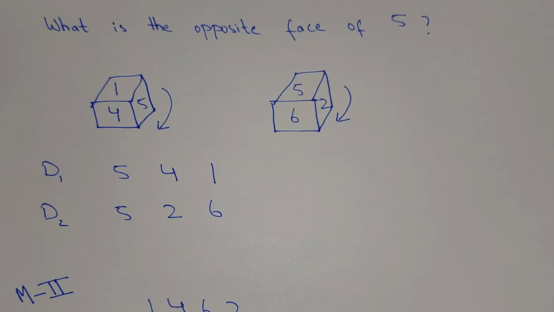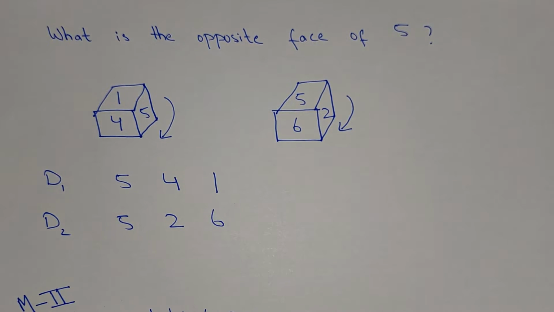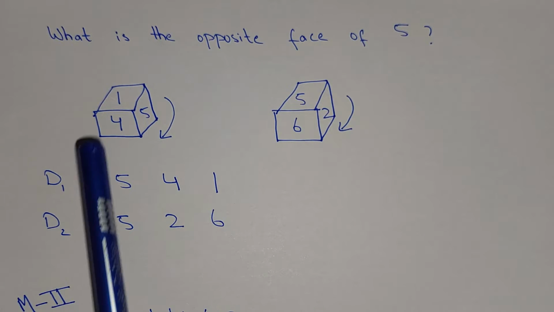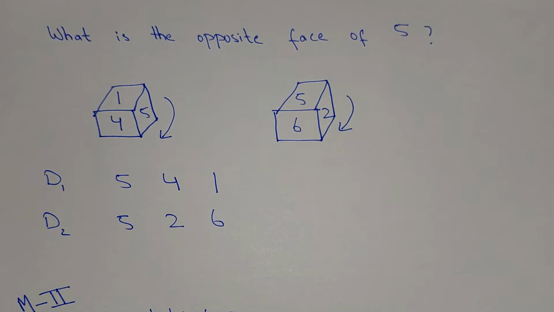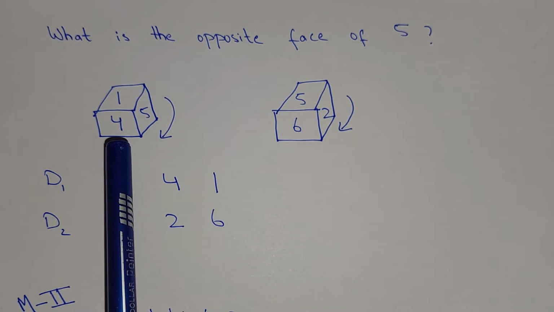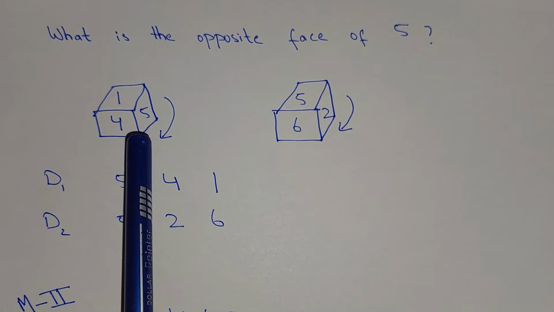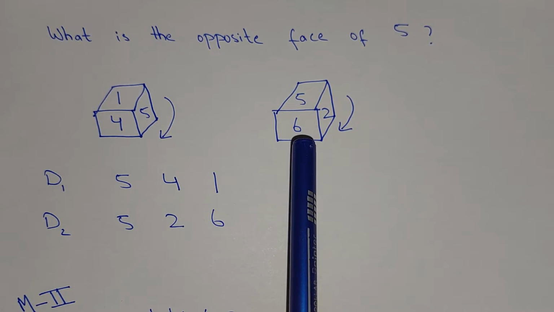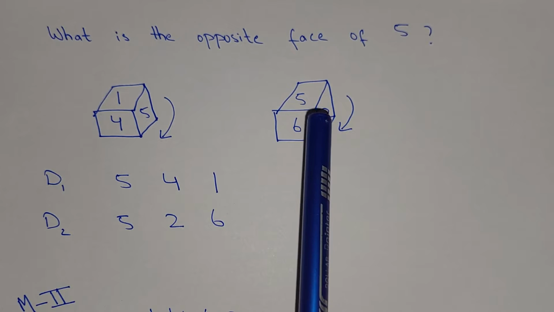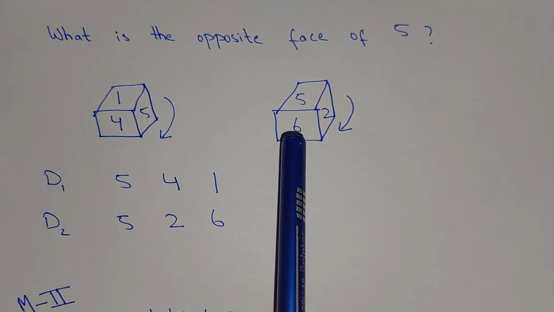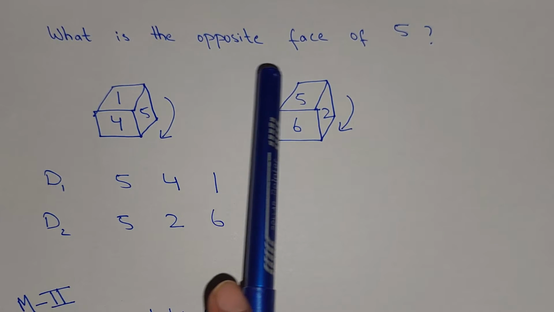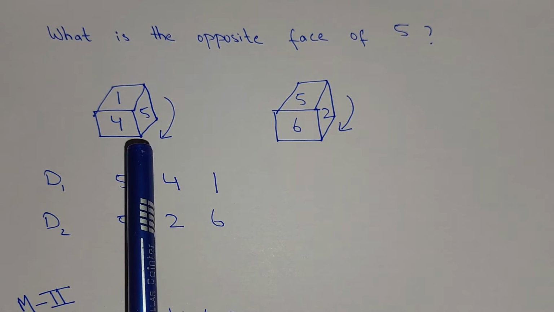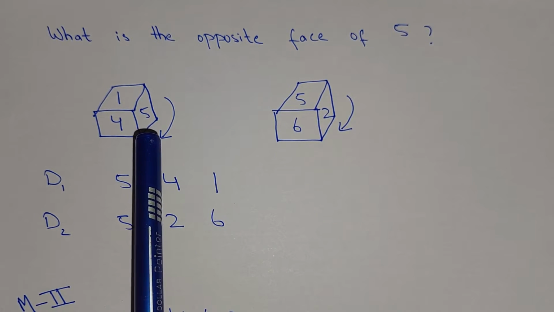Now here we have another problem. It is asking, what is the opposite face of 5? Now in a dice, here we see that the numbers 1, 4, 5 are over here, and here we see that the numbers 2, 5 and 6 are given. Now it is asking what is the opposite face of 5. Now how to solve this problem?